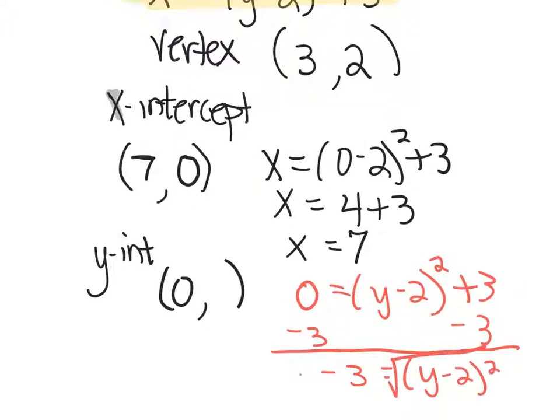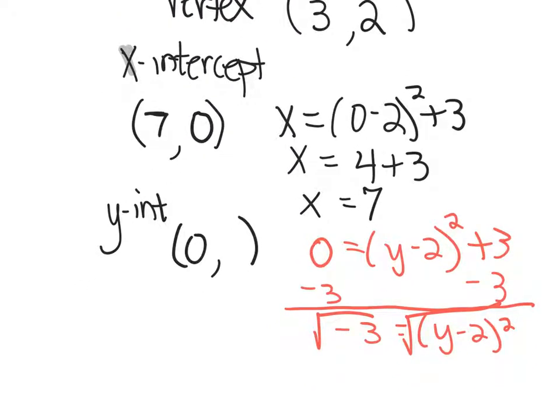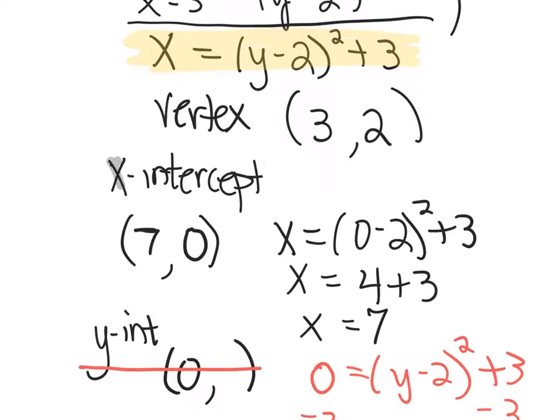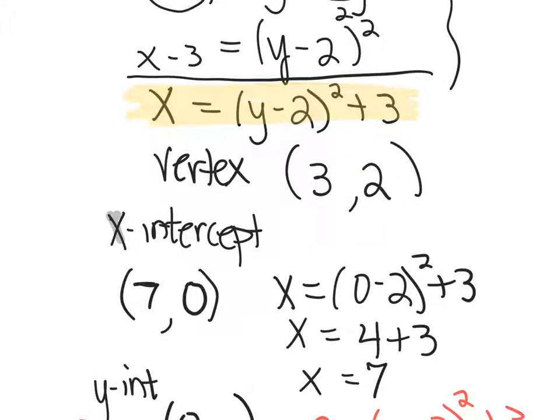We take the square root of both sides, and when we get here and try to take the square root of the negative number, we can't. So there is no y-intercept, because this would give us an imaginary number. So we'll scratch through, say no y-intercept. So that was that. What is the axis of symmetry for this particular one? Let's go back and look at this. The axis of symmetry is going to be y is equal to 2.